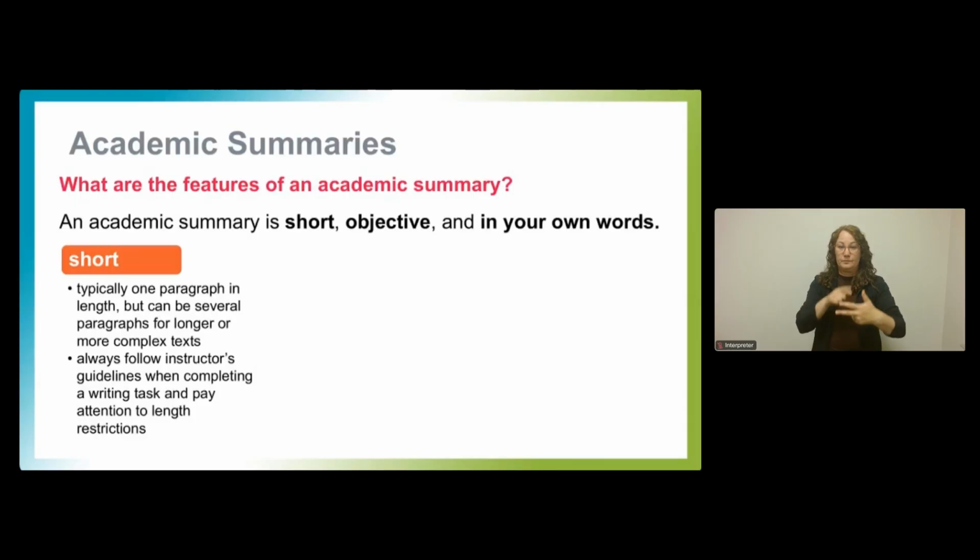So short, what does that mean exactly? Again, clarify with your instructor on the length of the summary so that you are sure of the length guidelines. Typically 1 paragraph in length, summaries are, but of course they may be longer depending on the length of the original text, right? And of course, the guidelines set out by the instructor.